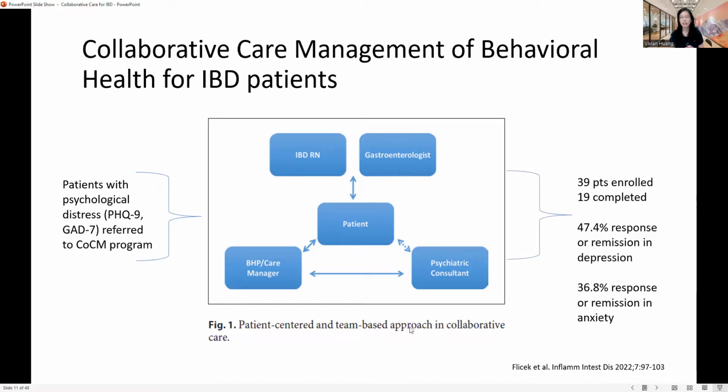They showed that of the 39 patients enrolled, it's a small study, 19 people actually then participated in this collaborative care model. And 47.4% did have a response or remission in their depression, and 36.8% had a response or remission in anxiety. As you know, anxiety and depression can adversely affect the patient's care for various reasons in terms of adherence to tests and medications. It could also affect their symptoms and reporting of their actual IBD clinical scores. So something like this might be useful.